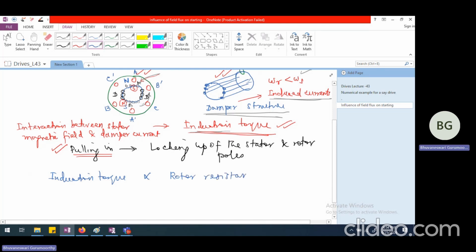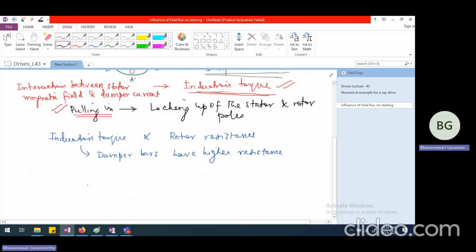So if I have a good amount of resistance in the damper bar, so if damper bars have higher resistance, then I'm going to have a good amount of starting torque or the induction torque. So we might like to design the damper bar with higher resistance whenever we want the synchronous motor to start with a good amount of initial induction torque. But if the damper bars have a large resistance, let me recall the characteristics of the induction motor.